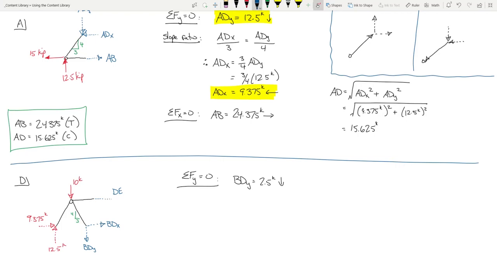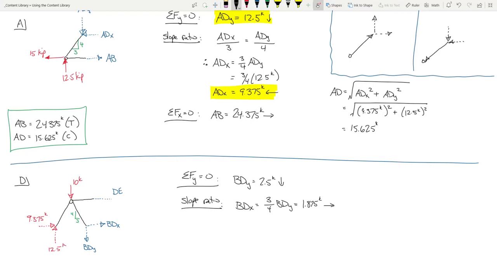Right. To the right. So slope ratio, so what I'm going to do is I'm just going to say BDX, and BDX is the smaller component, so it either could be 3/4 or 4/3. It's going to be 3/4 since the X component is smaller. So what is 3/4 of 2.5? I think that's 1.875. Did I do that right? I think that's right, isn't it?